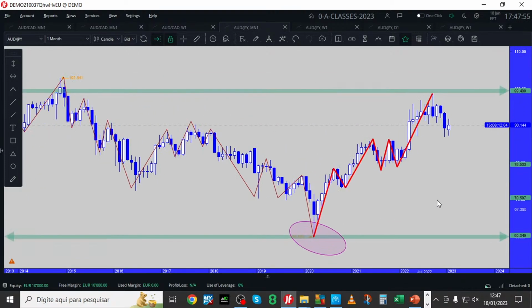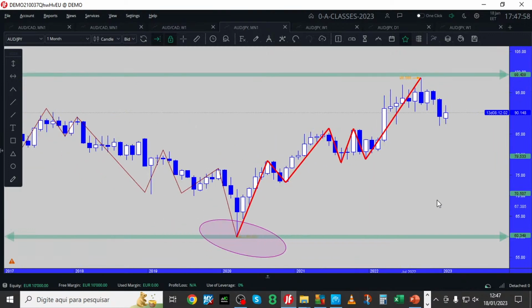Clara, which one is wrong? AUD JPY monthly chart, higher time frame. Okay, I'm going to draw some circles, Clara. Is the first circle wrong, or is the second circle wrong? Is the third circle wrong? Is the fourth circle wrong? Is the fifth circle wrong? Is the sixth circle wrong? Is the seventh circle wrong? Or is the eighth?